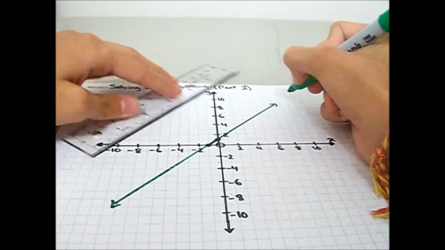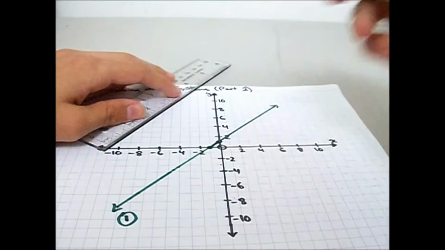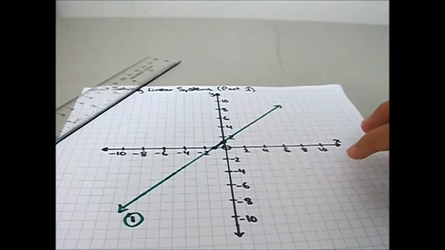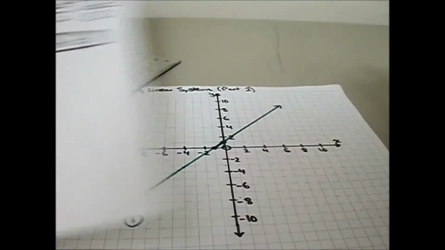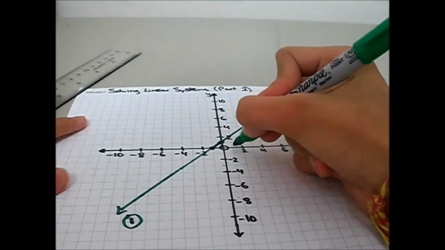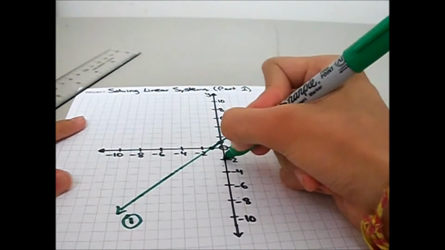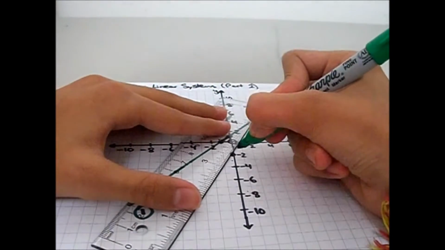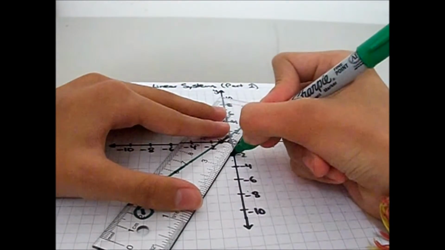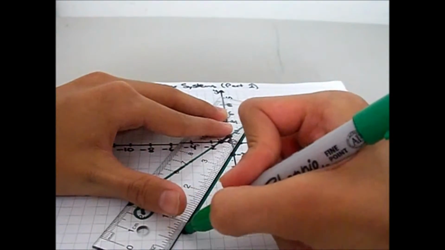And I'm going to label it with 1. Second, the x-intercept is 1 and the y-intercept is -2. 1 and -2. Connect the lines once more. And extend.